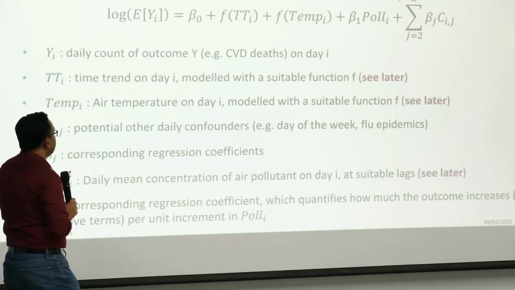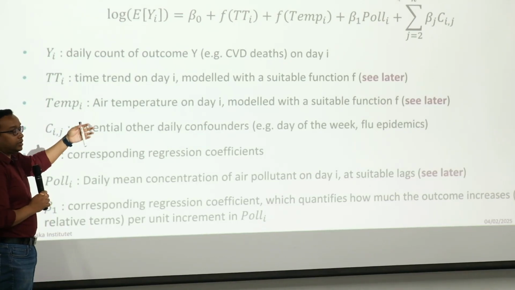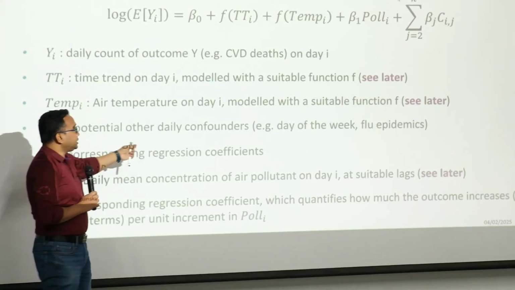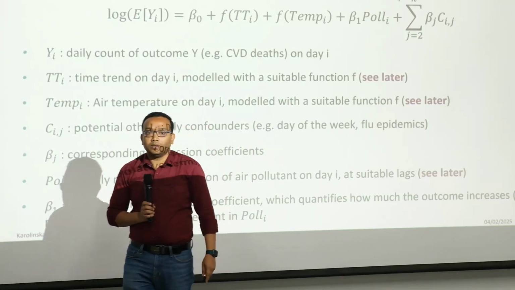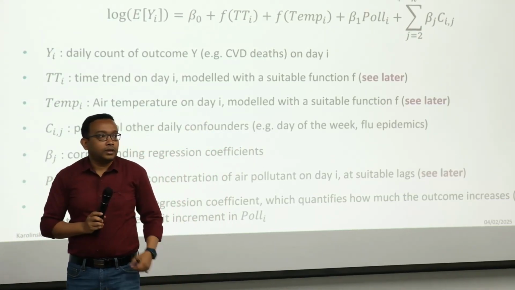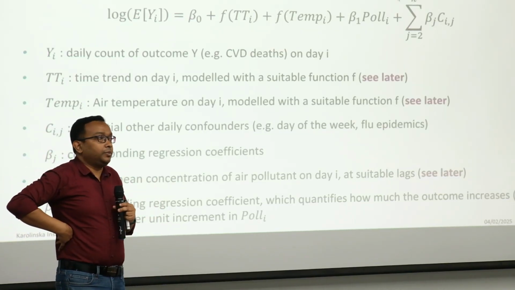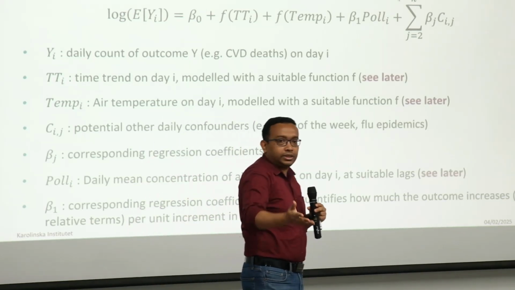Now there could be other confounders. This depends on your data set or your situation. So in this data set, we'll have things like day of the week. Why is day of the week a confounder? If you are looking at daily deaths and daily PM 2.5 or 2-day PM 2.5, why is day of the week a confounder? Do you think it is a confounder?